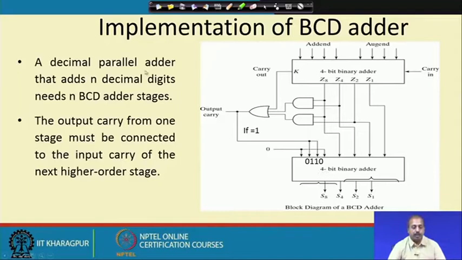So, a decimal parallel adder that adds n decimal digits needs n BCD adder stages, and the output carry from one stage must be connected to the input carry of the next higher stage. So, that is obvious. If you need a larger number of decimal digits to be added, then this entire block has to be repeated one after the other to get the BCD addition for a higher number of digits.